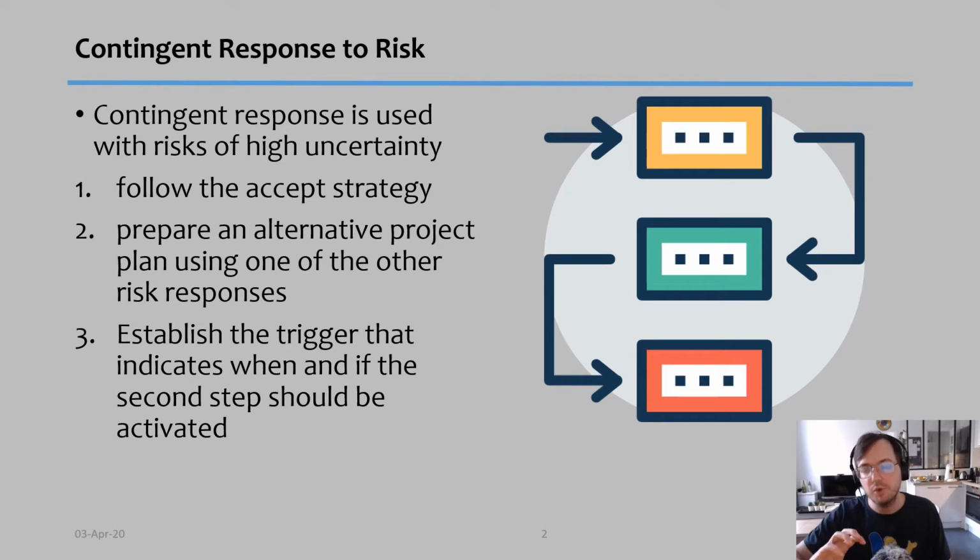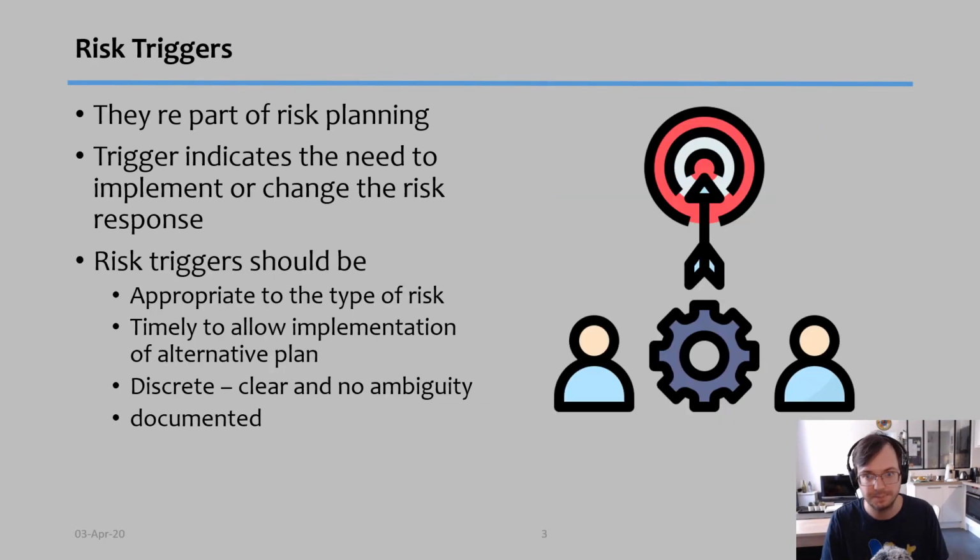Step two is I prepare what we call a plan B. We prepare this alternative plan using one of the other risk responses, for example, explore. What happens if I explored this opportunity? And then I try to establish a trigger. What must happen, or what is the indicator that must go green, let's say, that indicates when the second step should activate? In other words, what would need to happen for me to go into plan B and take advantage of the opportunity or respond to that risk.